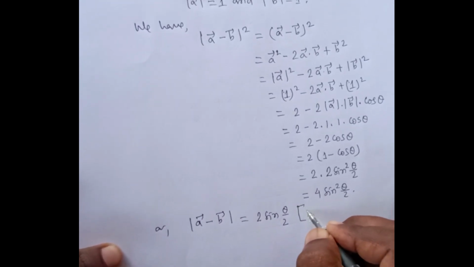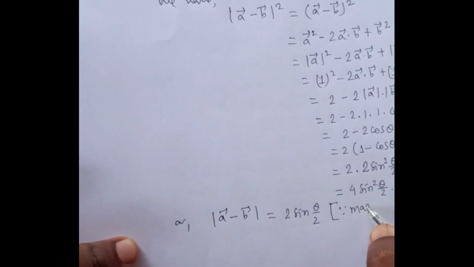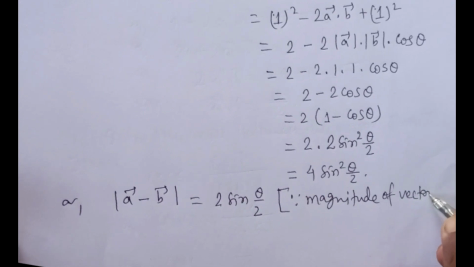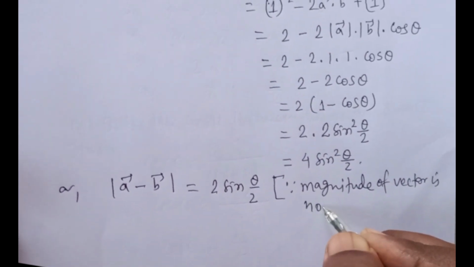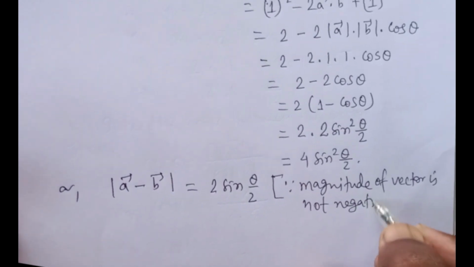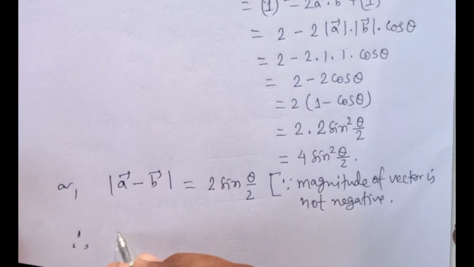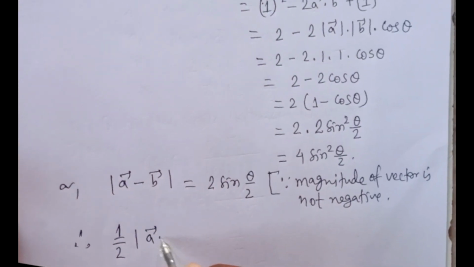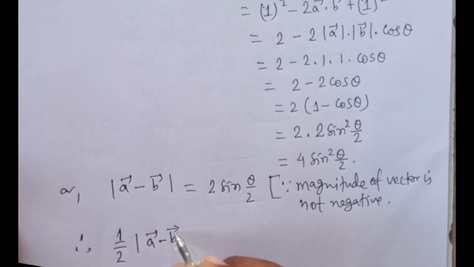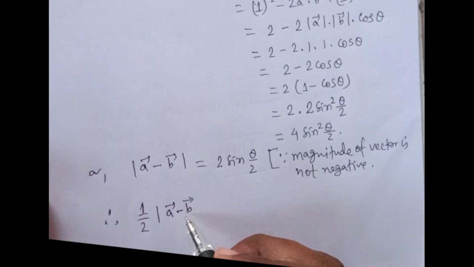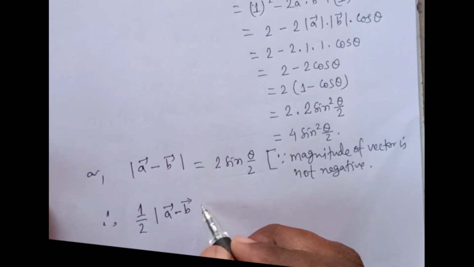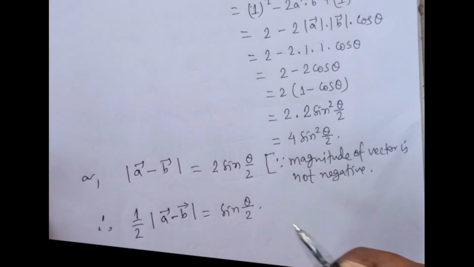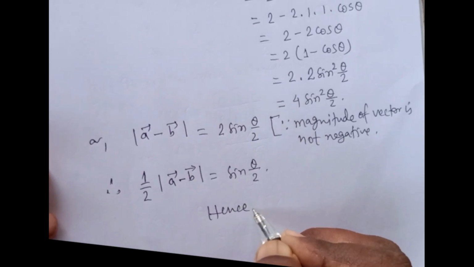Why is it so? Because the magnitude of a vector is not negative. So therefore half of modulus of vector A minus vector B is equal to sin theta by 2. Hence proved.